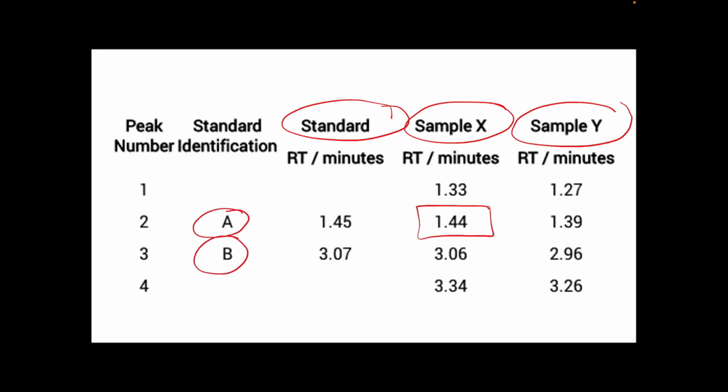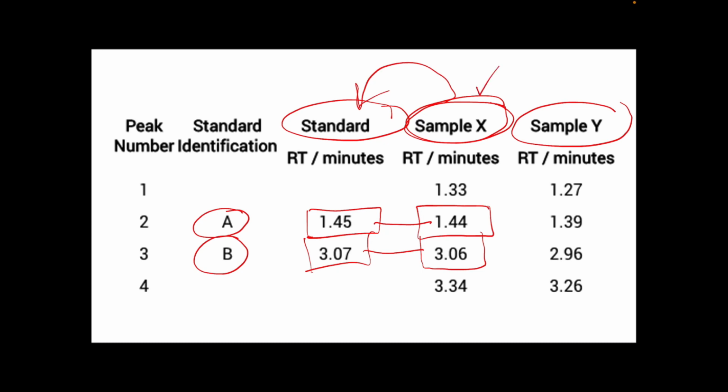So for the standard, it's 1.45 and 3.07. For sample X, it's 1.44 and 3.06. So they are comparable. So sample X is comparable to the standard. So a positive identification can be made in sample X. However, no positive identification could be made for sample Y, based of course on a comparison of the retention time. It's only 1.39 and 2.96.